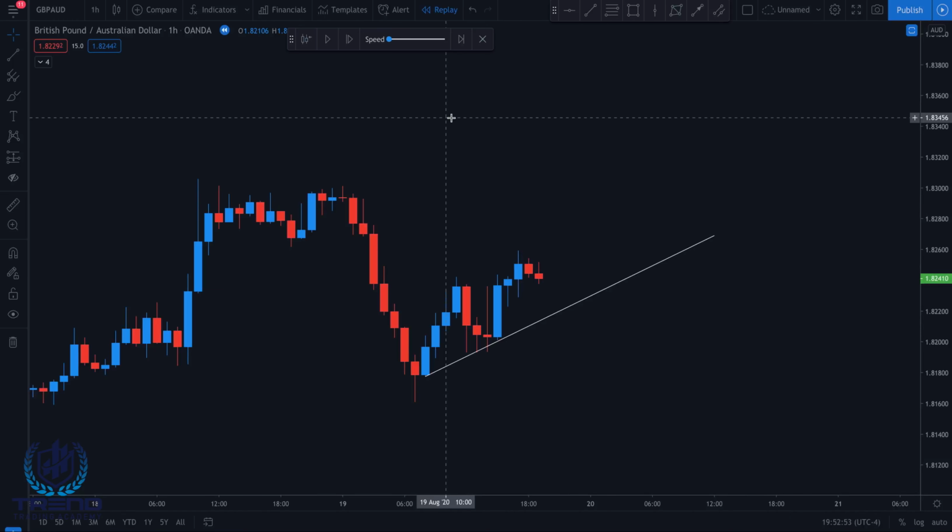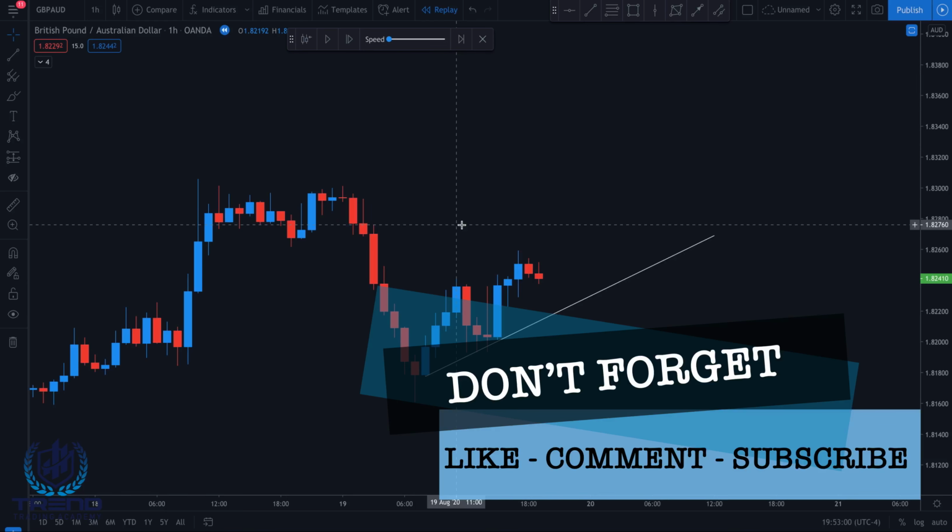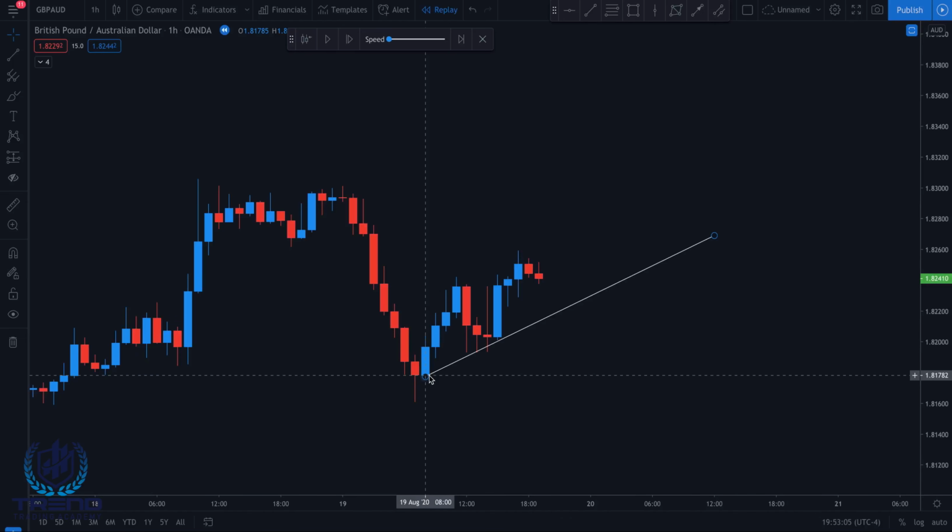So now that we have our trend line in place, what we want to do is see how price is going to react to the trend line. If this is a bullish trend, then what we would expect to happen is for low, high, higher low, higher high, higher low to reject the trend line and continue an uptrend. If it breaks the trend line and goes to the downside, then we would be looking for a retest, and I'll talk about that in a minute.